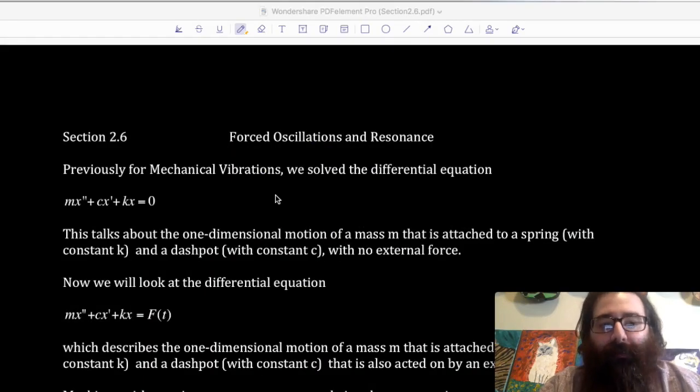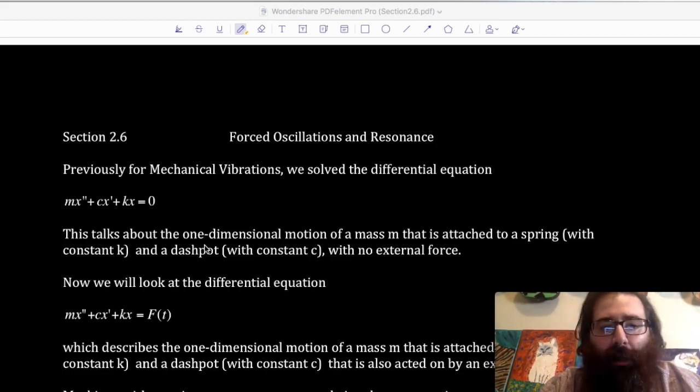Now we've already taken a look at similar systems from before. We took a look at m times x double prime plus c times x prime plus k times x equals 0, m referring to a mass, c referring to a dash pot for some dash pot constant, and k referring to a spring with a spring constant k. And when we had this set equal to 0, we are talking about there being no environmental force, no external force, just talking about free motion.